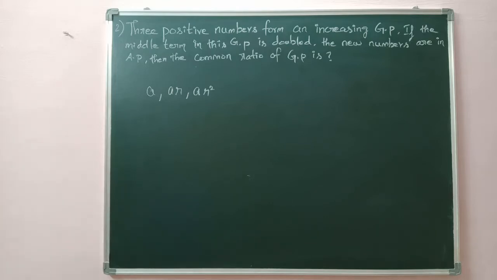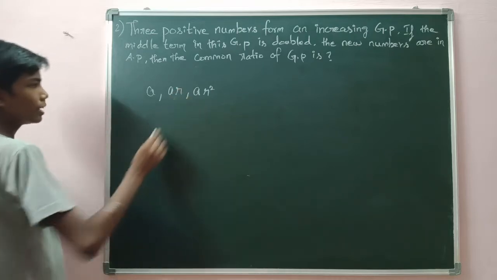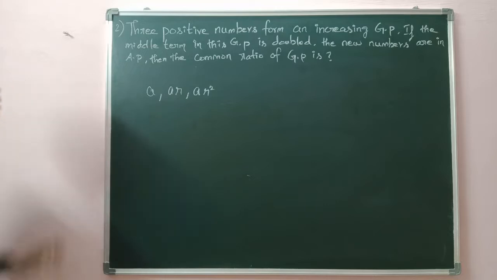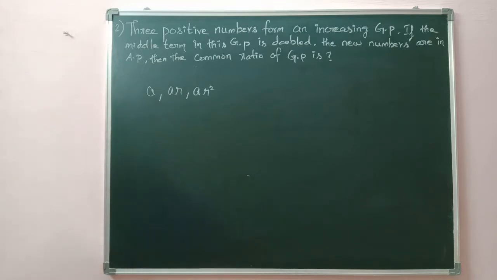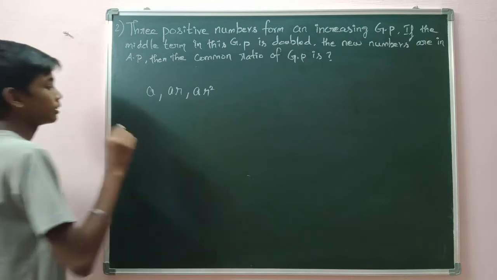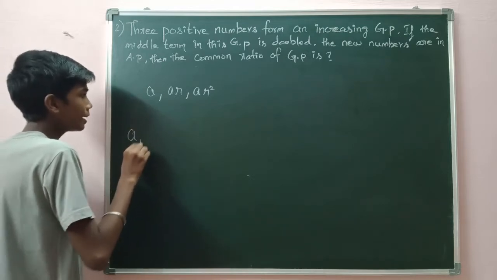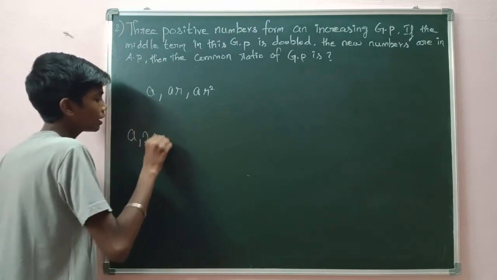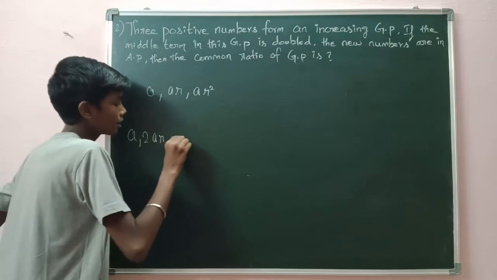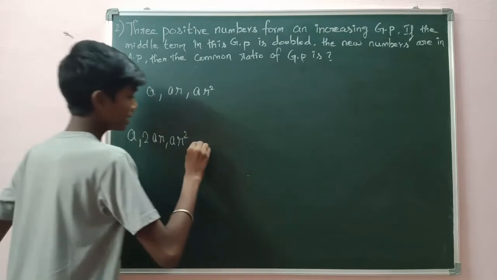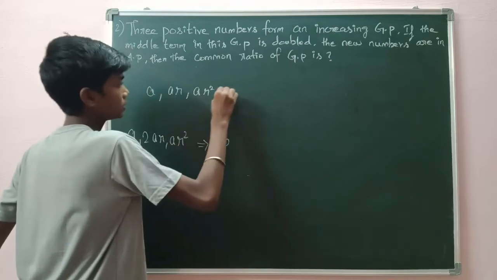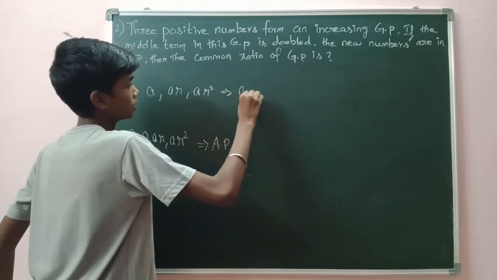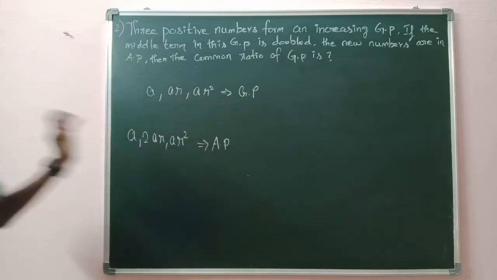Now, they are saying that the middle term in this GP is doubled. That means your middle term is 2AR. If the middle term in this GP is doubled, then the new numbers are in AP. That means your A, 2AR, AR square are in AP. And these three terms are in GP. Okay, and that is something given in the question.